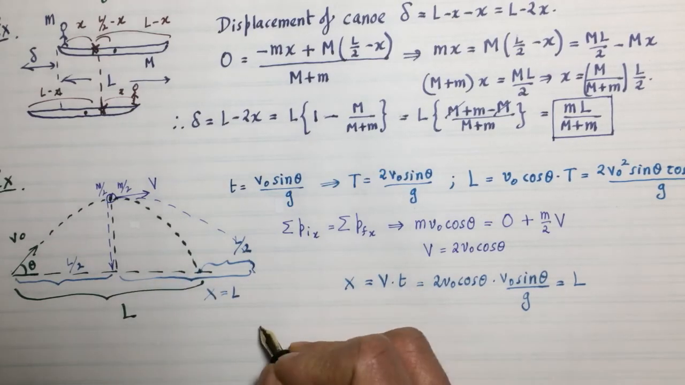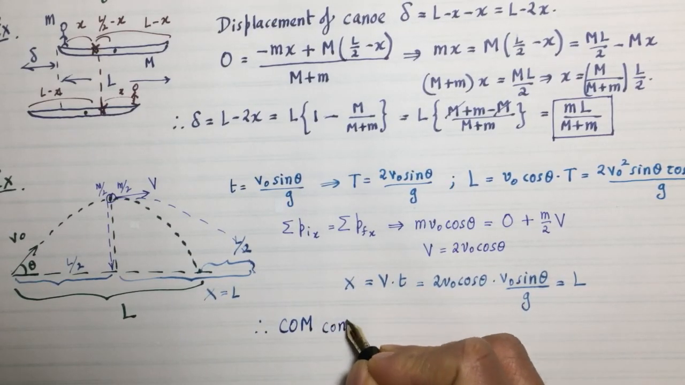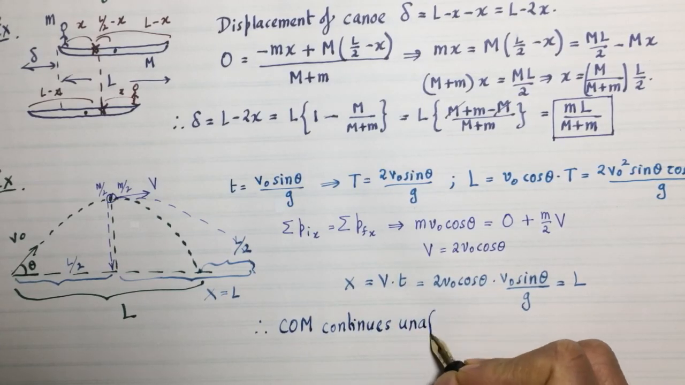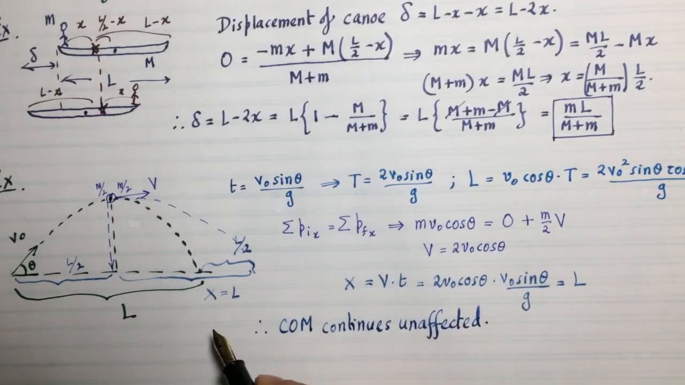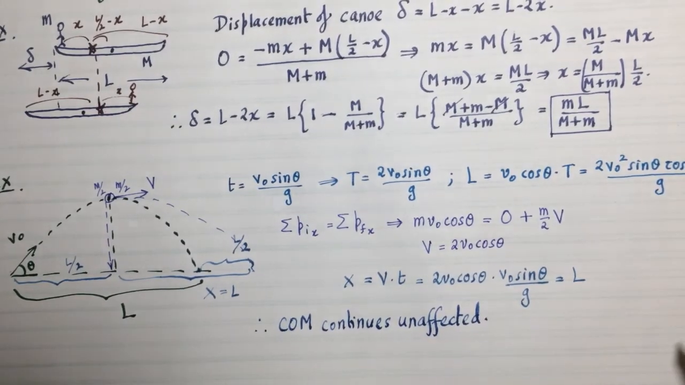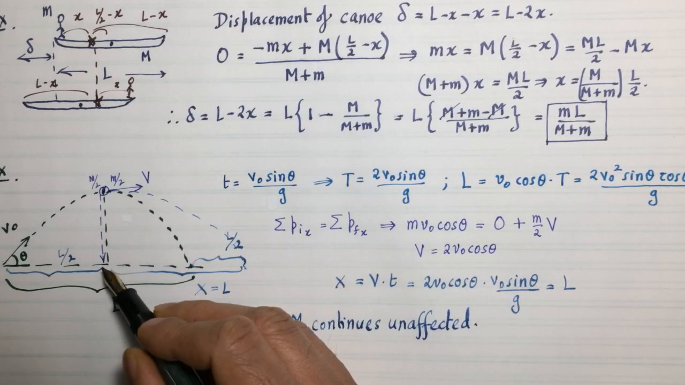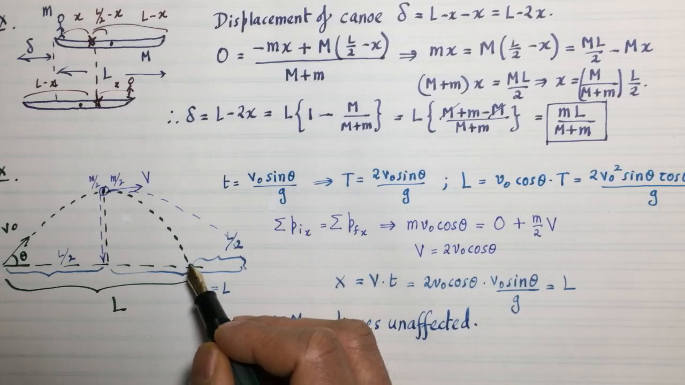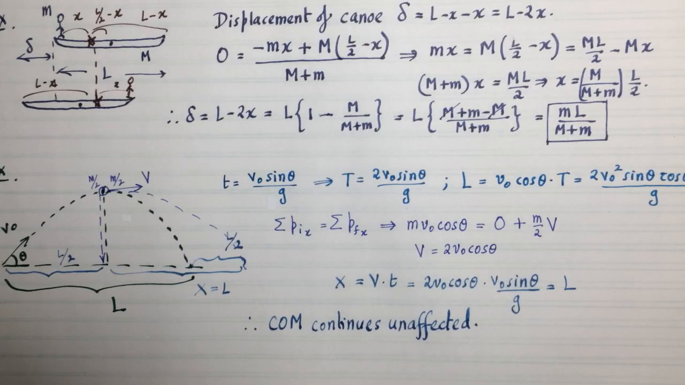So we conclude, therefore, that the center of mass continues unaffected. Well, it doesn't mean that a person standing at the location of the center of mass will feel anything, because one portion of the shell lands here, the other portion lands there. The person standing there is going to be unhurt, but the invisible center of mass is still going to impact that point.